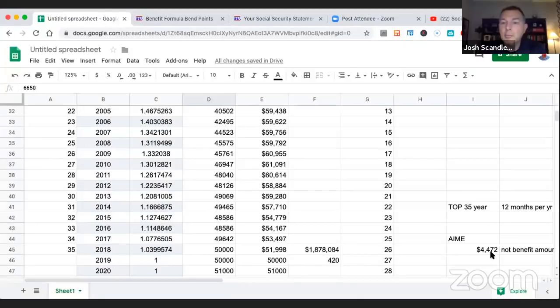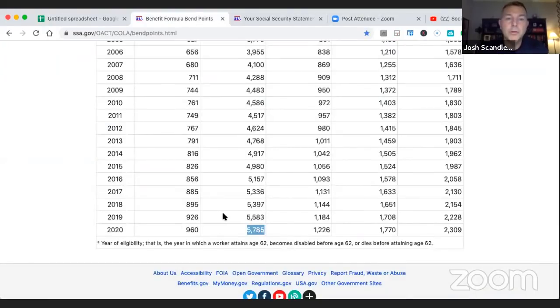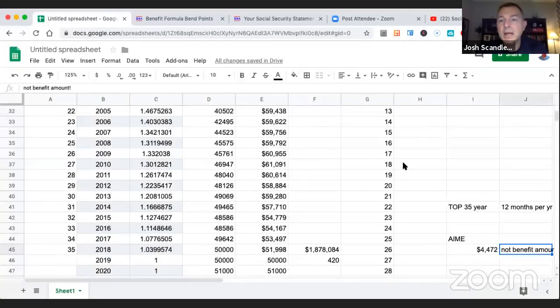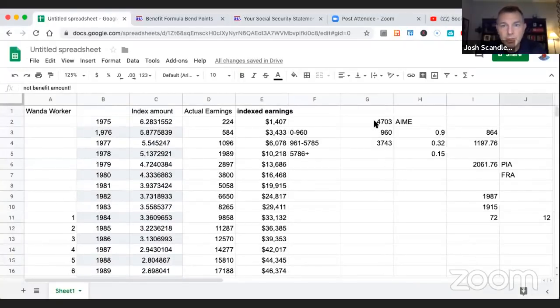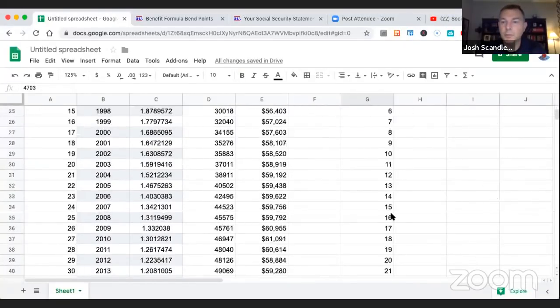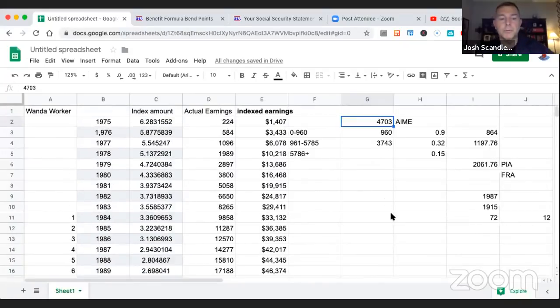So her AIME is 4472, but remember the AIME is not your benefit amount. That is just the amount for which we use these bend points to determine her actual PIA. So we scroll up here, 4472. And remember the first $960, we times that by 0.9, which gives us $864. That's going to be her first bend point. That's the amount she gets.